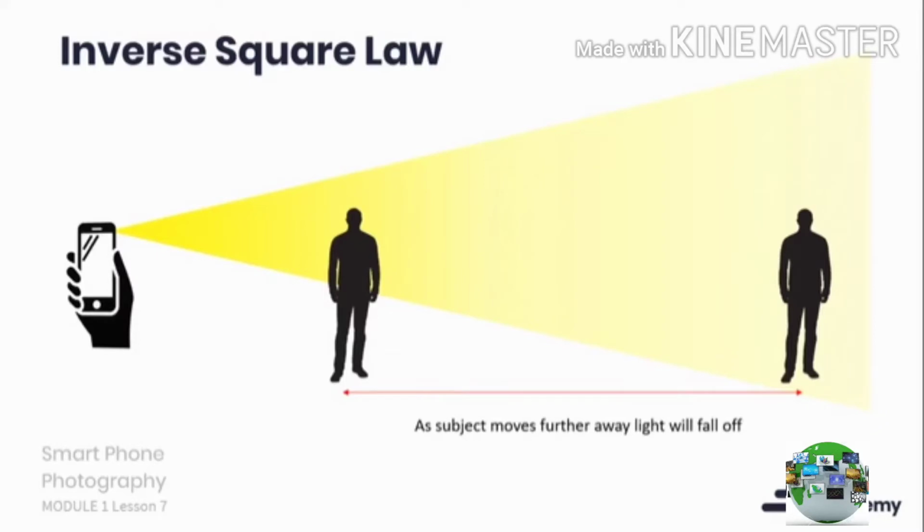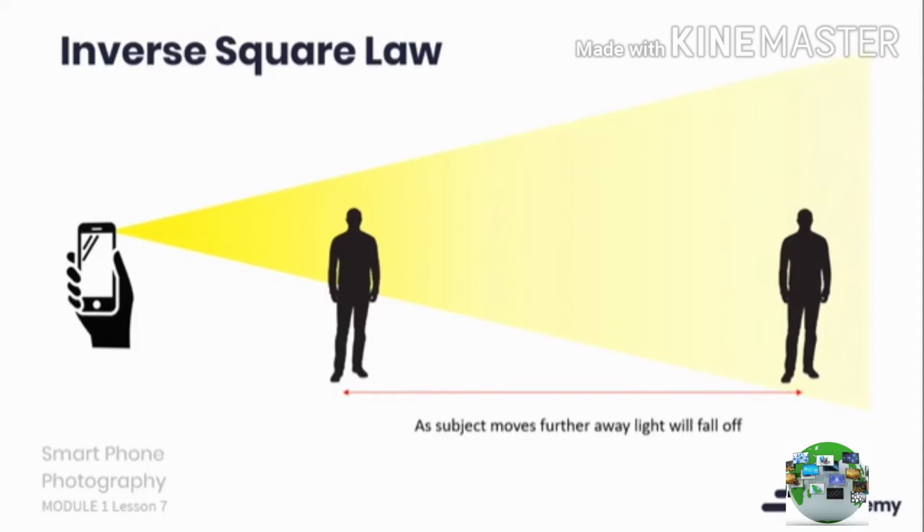Now, one of the issues though, however, sometimes if your subject's too close to the camera, the flash will overexpose them. So you need to be careful of that as well. But in general, our phones will do a good job at determining the amount of light that is needed.